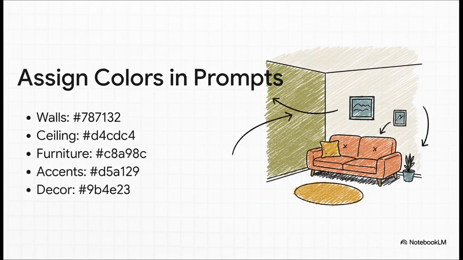And here's how you use them. It's so cool. You just plug those codes right into your prompt, assigning a specific hex code to a specific thing. So you can literally tell the AI, make the walls exactly this olive green, and make the furniture exactly this terracotta color. This gives you like pixel-perfect control over your brand's entire color scheme.